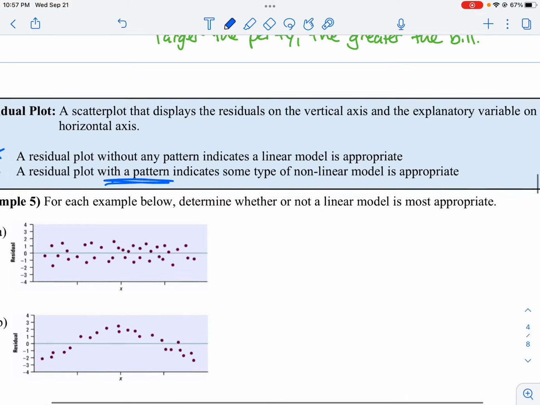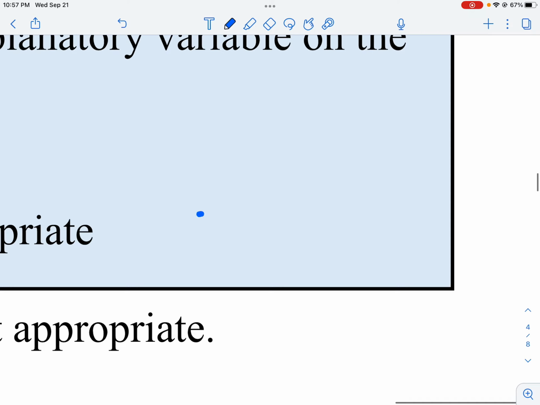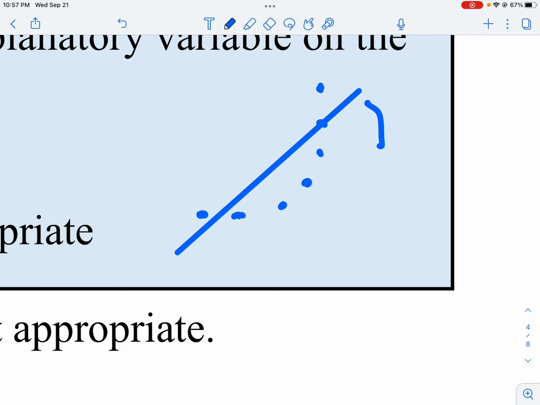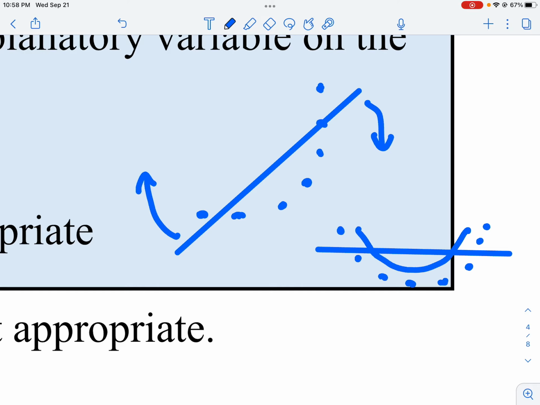Okay, so what that might be would be something like this. If I have a scatter plot that looks like this, well, my least squares regression line is going to look like this. And if I were to rotate this down and this up such that it's horizontal, what that would look like is something like this. Okay, that's essentially what we'd be looking at. And we can see this curved pattern here in the residual plot, which means a non-linear model is best.